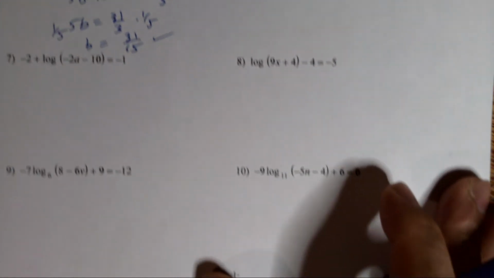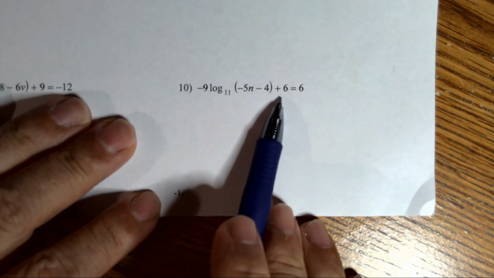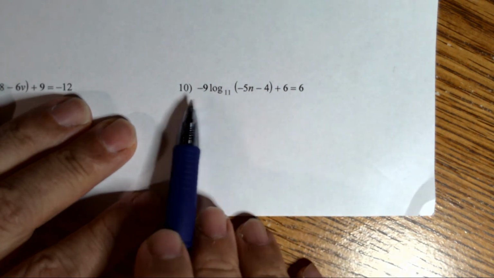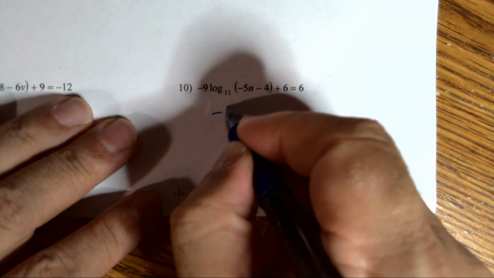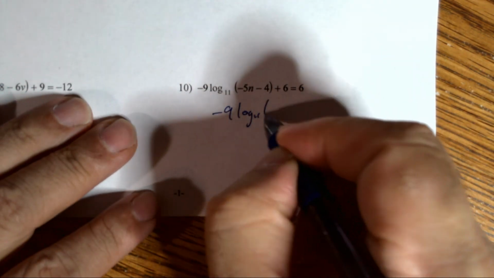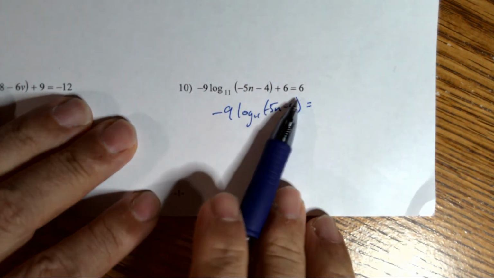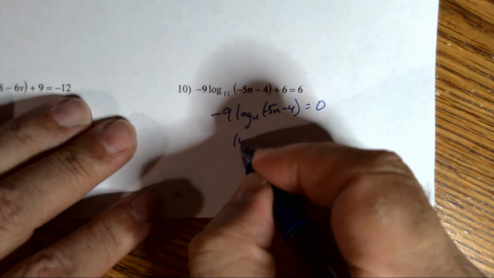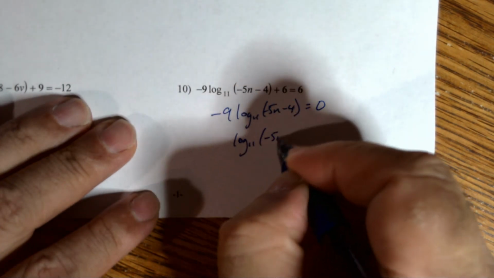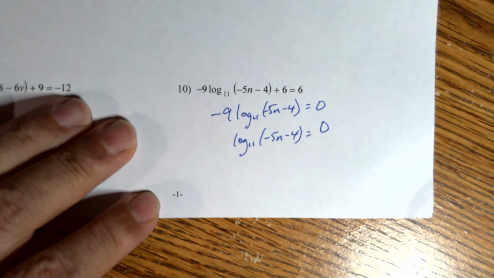Number 10, I'm going to get rid of the 6 first. You always get rid of addition before multiplication. So I'm going to get rid of the plus 6. So that's going to be negative 9 log base 11 of negative 5n minus 4. 6 minus 6 is 0, so that's 0. Divide by negative 9 log 11 of negative 5n minus 4. When I divide 0 by negative 9, it's still just 0.